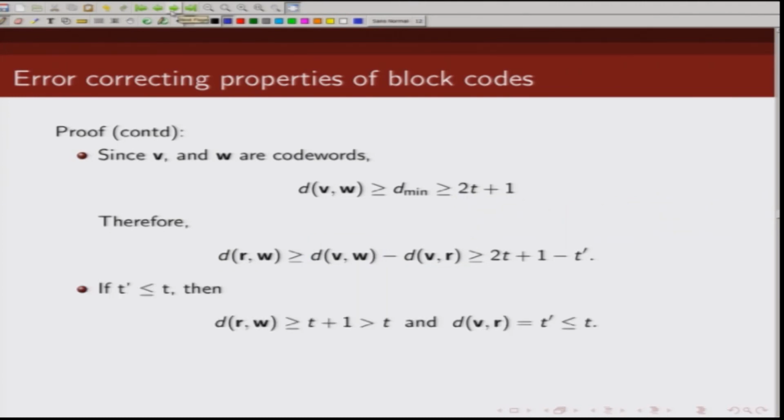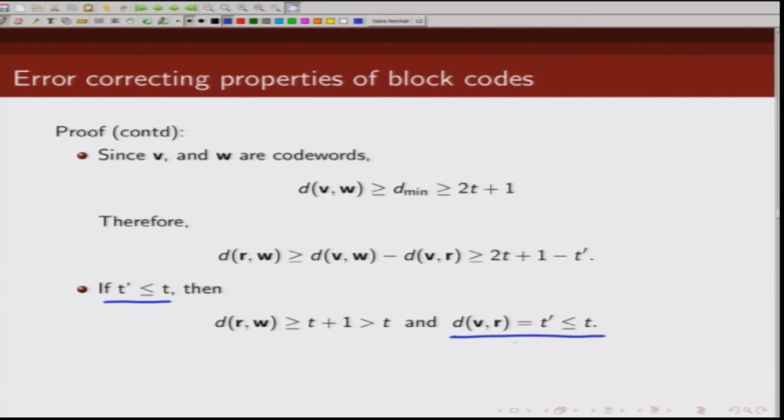Now, as long as the weight of the error pattern is less than or equal to t, in that case you can plug that value of t here, and what we will get is Hamming distance between R and W is greater than or equal to t plus 1, which is greater than t, whereas the Hamming distance between transmitted code word and the received code word is t dash, which is less than or equal to t.